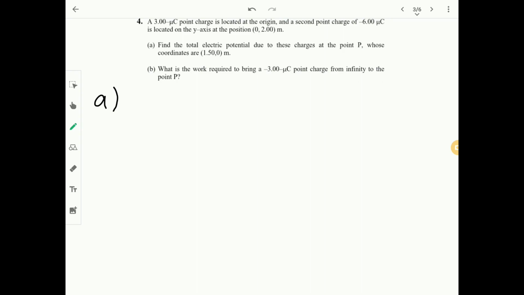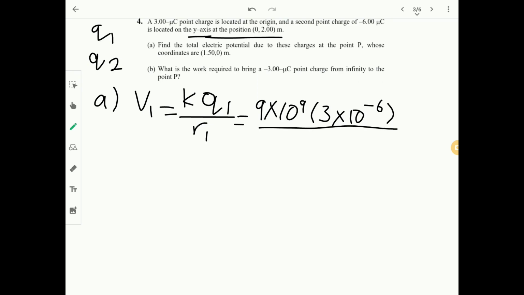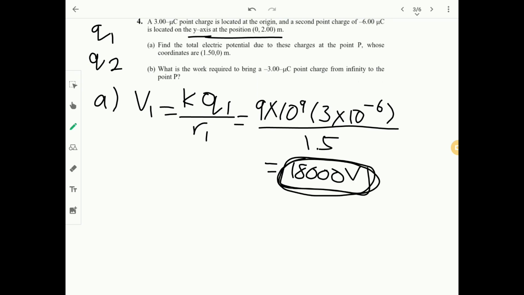Okay, let's solve it together. First, let's call the one at origin Q1, and let's call the one at this position Q2. So let's find V1 first, which is KQ1 over R1, and since it's 1.5 meters away from the origin, it's 9 times 10 to the 9 times 3 times 10 to the power of minus 6 over 1.5, 18,000 volts. Let's circle it because it's not the final answer.